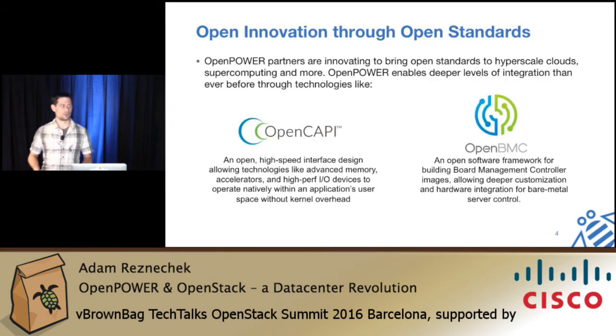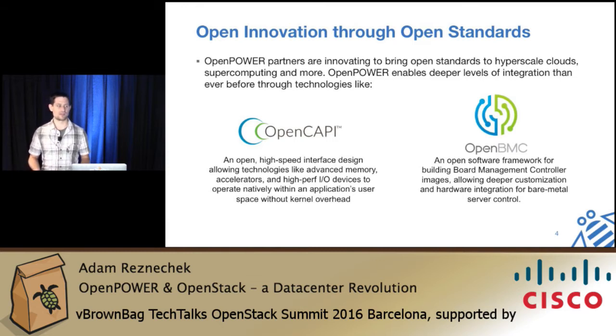And a lot of what we do in OpenPOWER is not just focused around the actual Power platform itself. It's also focused around innovating on these open standards. We have a lot of partners, people like Google and Rackspace and IBM that work in these upstream platforms, and we work to bring these open standards into our hyperscale clouds for supercomputing and scale-out cloud and all kinds of different workloads.